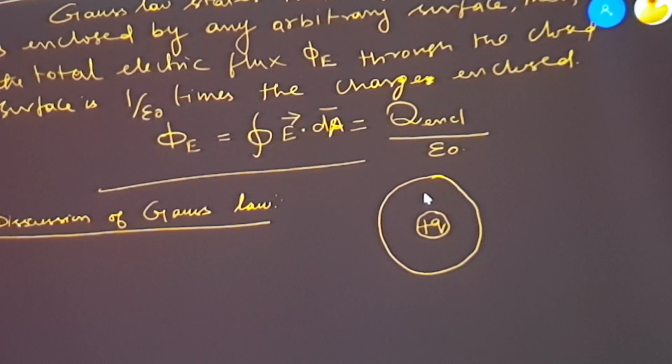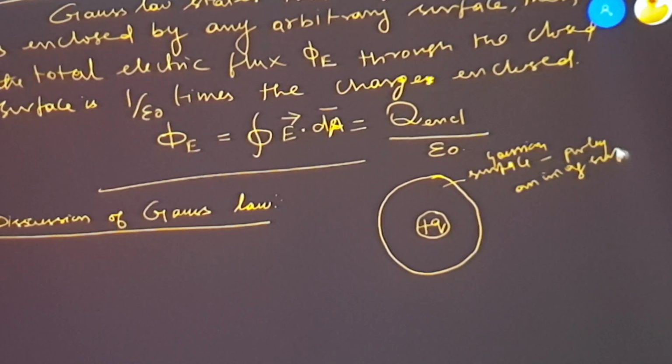But for reference we will be taking a spherical surface. So the first point that you should know, we will see what is given in your book later, but keep it in your mind first of all: this surface, what we are calling the Gaussian surface, is purely an imaginary surface. Purely an imaginary surface, the first point.